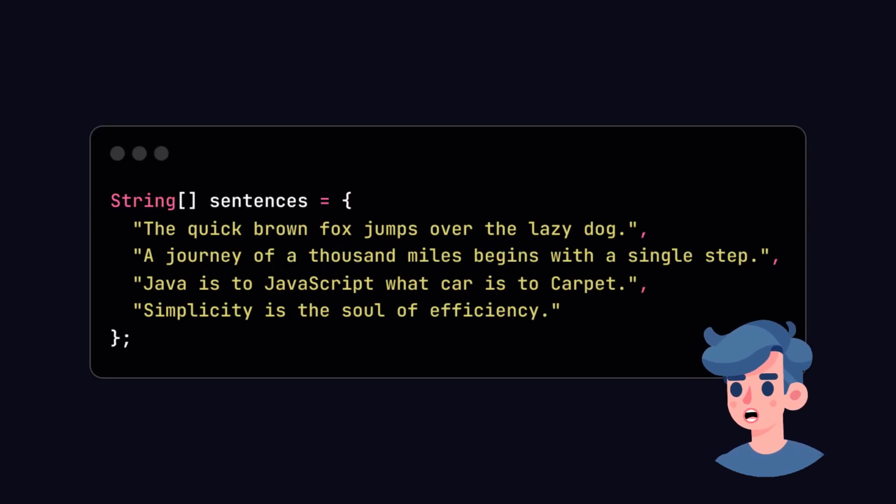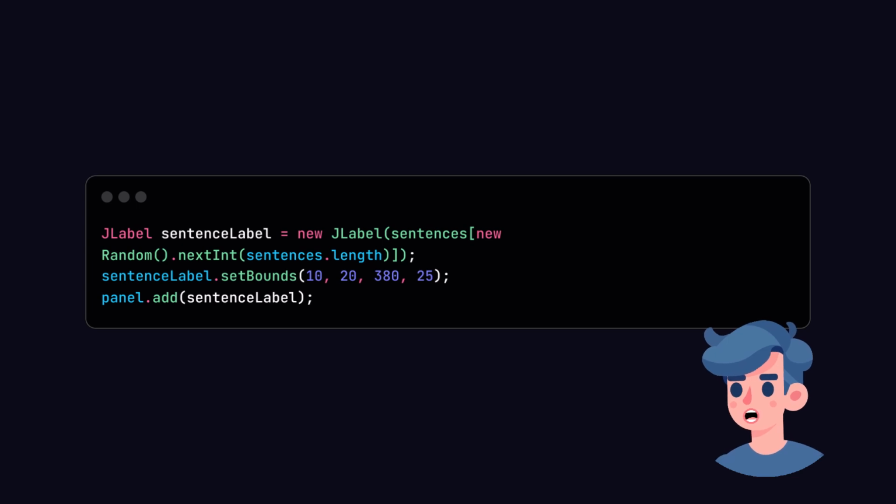Next, we will add a JLabel to display the phrase that the user should type. This label will be dynamically updated with a random sentence from an array of sentences. Let's define our sentences array above the main method. Now let's create our JLabel and set its text to a random sentence from our sentences array. We will also set its bounds within the panel.